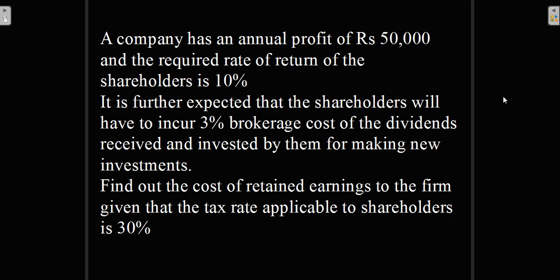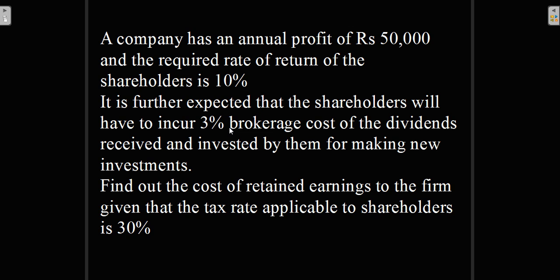The first problem is a company has an annual profit of rupees 50,000 and the required rate of return of the shareholders is 10%. It is further expected that the shareholders will have to incur 3% brokerage cost of the dividends received and invested by them for making new investments. Find the cost of retained earnings to the firm given that the tax rate applicable to shareholders is 30%. So here you have tax, then you have brokerage.